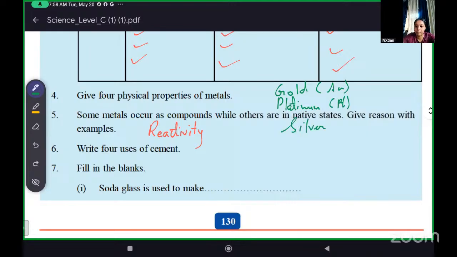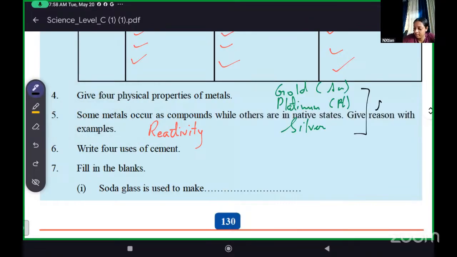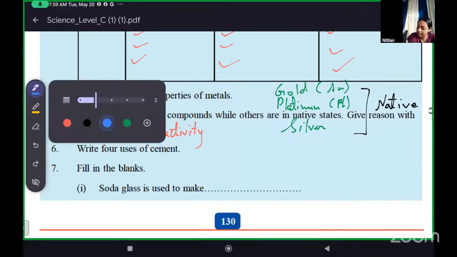These are the metals which occur in their native state. Why? Because they do not form compounds with other elements. They are unreactive, and oxidation does not take place. They are resistant to chemical reactions also. So that is why they do not form compounds with other elements. Now, but there are some elements which occur as compounds.